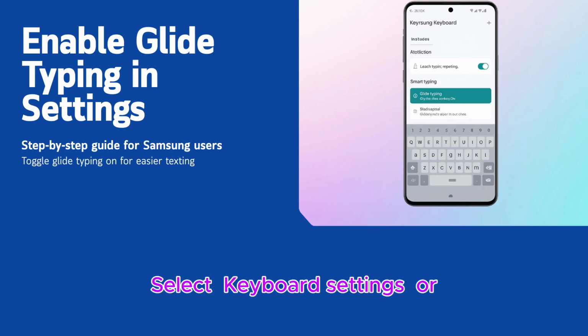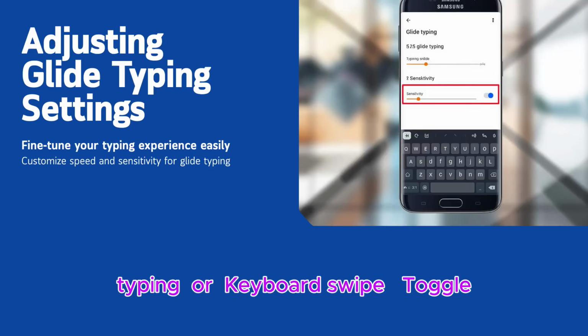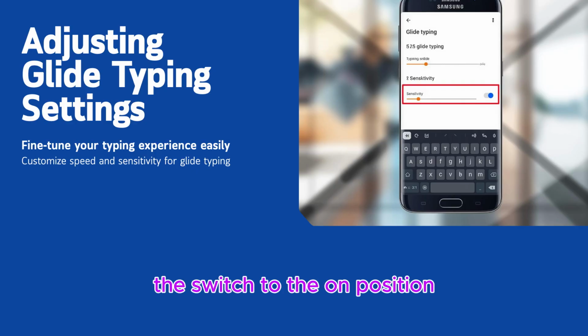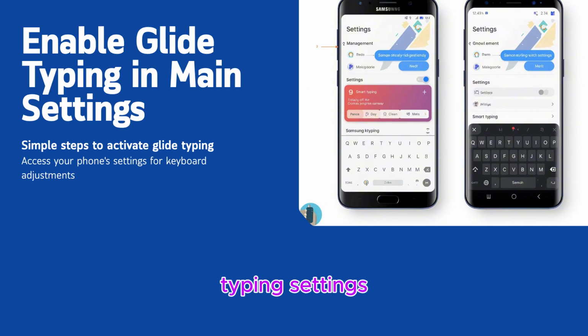Select Keyboard Settings or Samsung Keyboard Settings. Tap on Smart Typing or Typing. Look for Glide Typing or Keyboard Swipe. Toggle the switch to the on position. You can also adjust the speed and sensitivity in the glide typing settings.